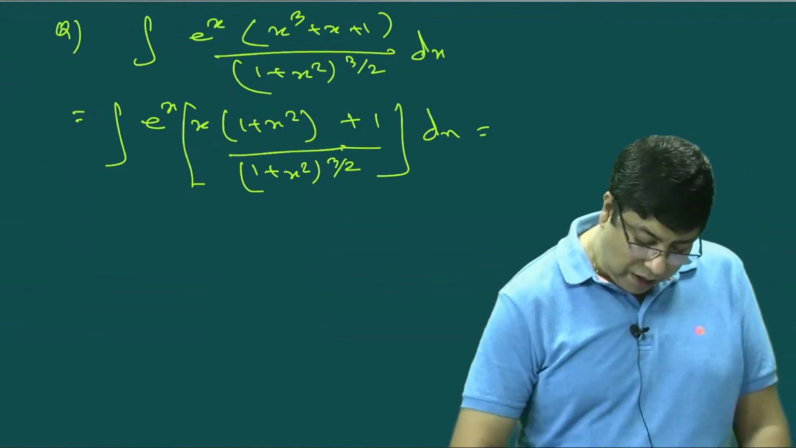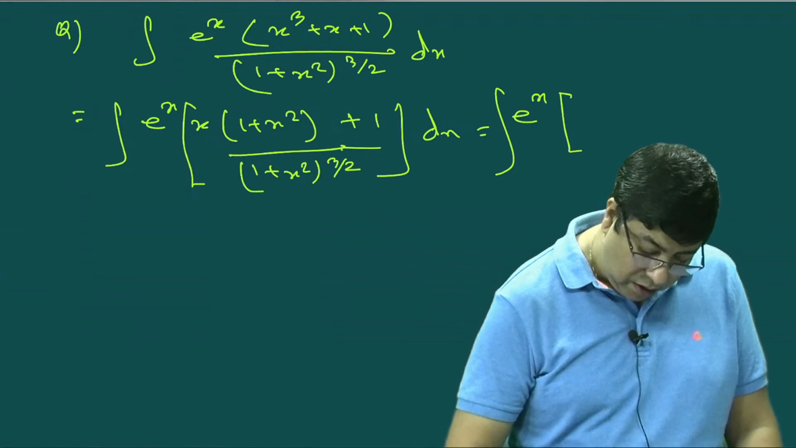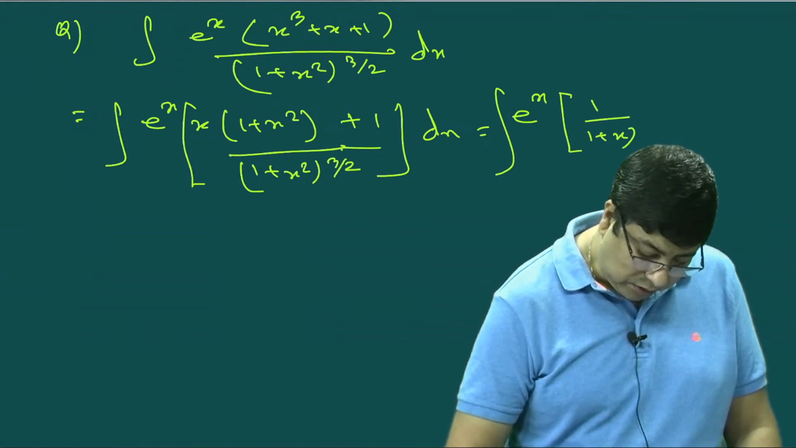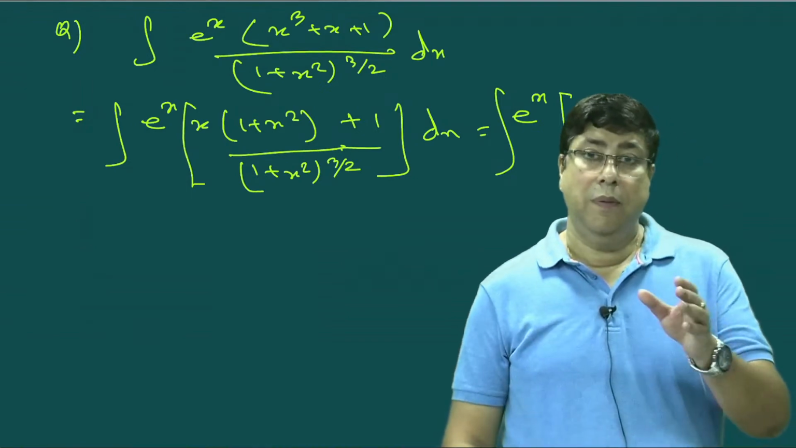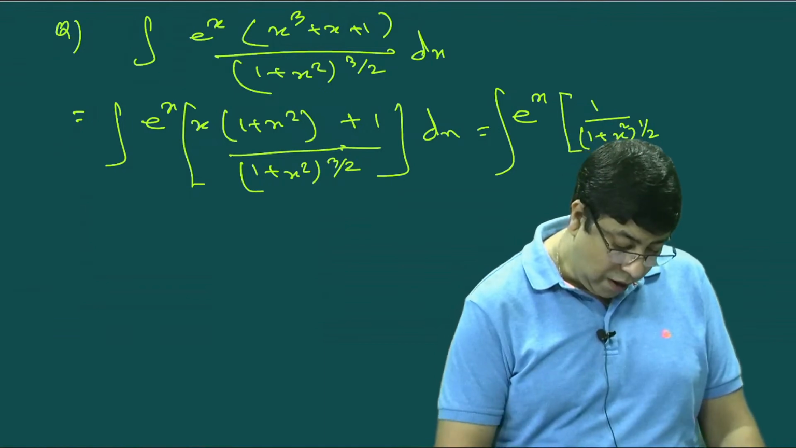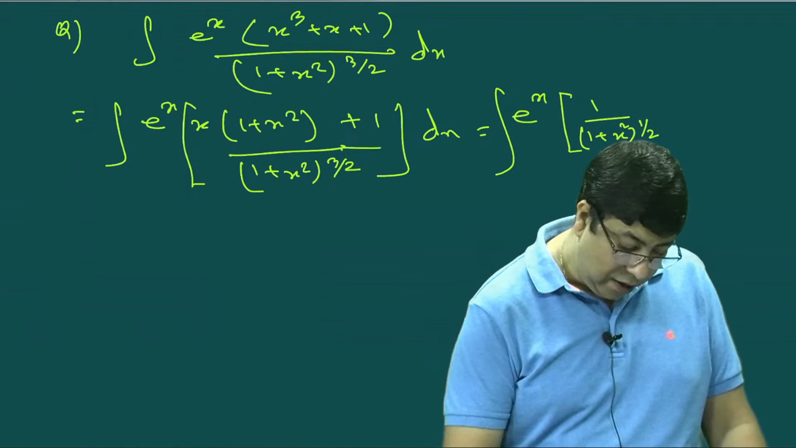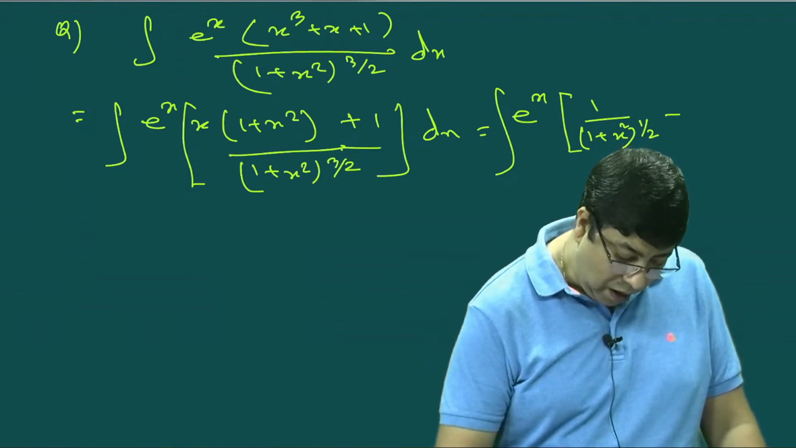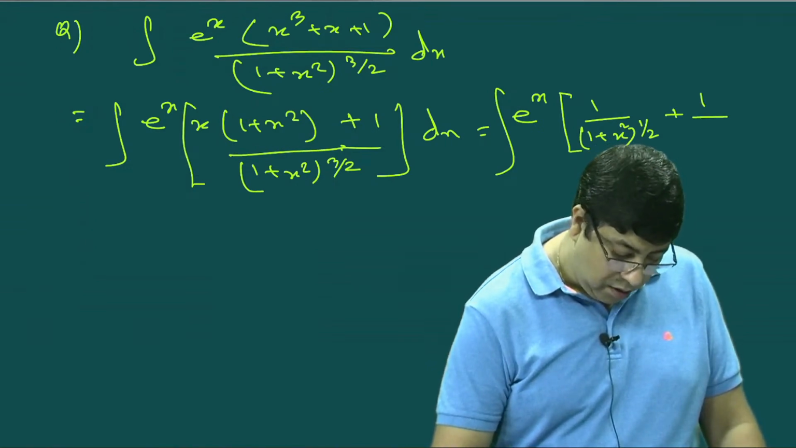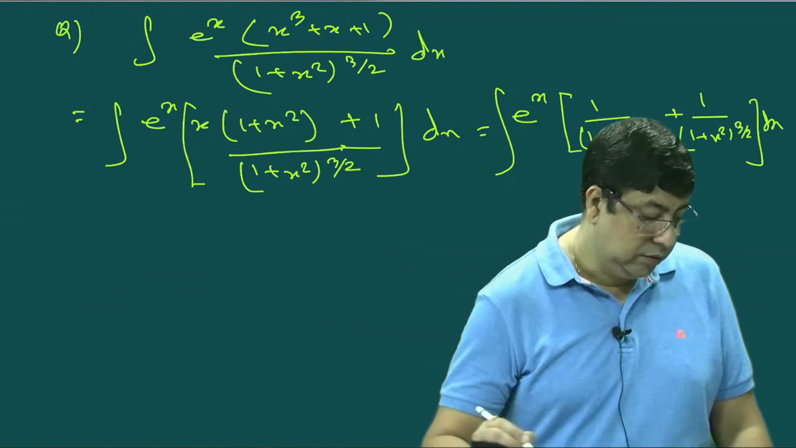So this we can write as e to the power x, and just see 1 by (1 plus x square) whole to the power half. It means root over 1 plus x square, by (1 plus x square) to the power 3 by 2. So (1 plus x square) whole to the power half. This portion is a by a to the power 3 by 2. So a to the power half, and here we are getting plus 1 by (1 plus x square) whole to the power 3 by 2 dx.